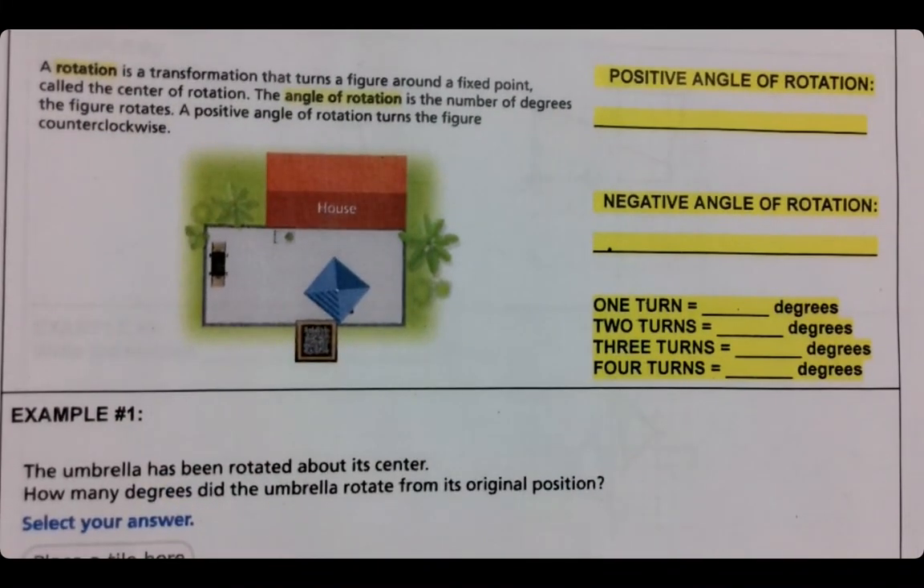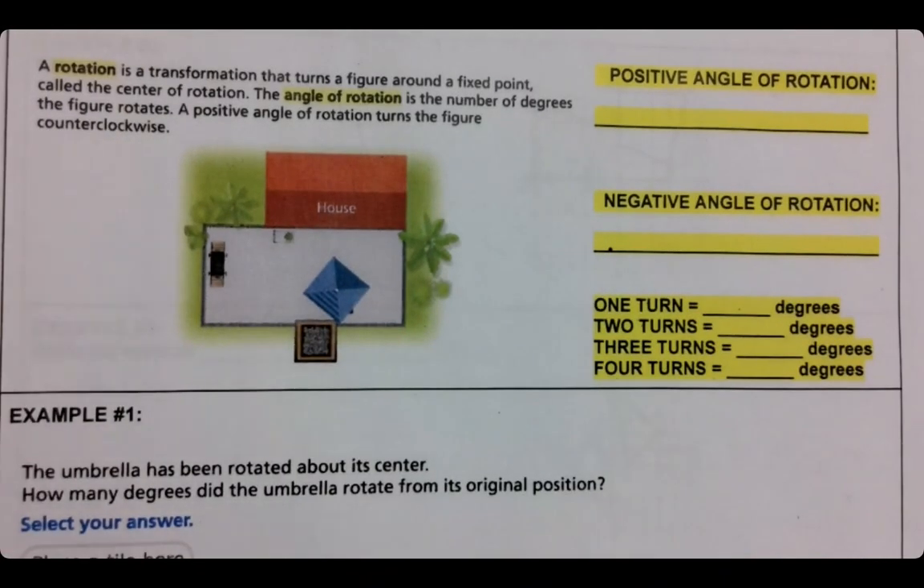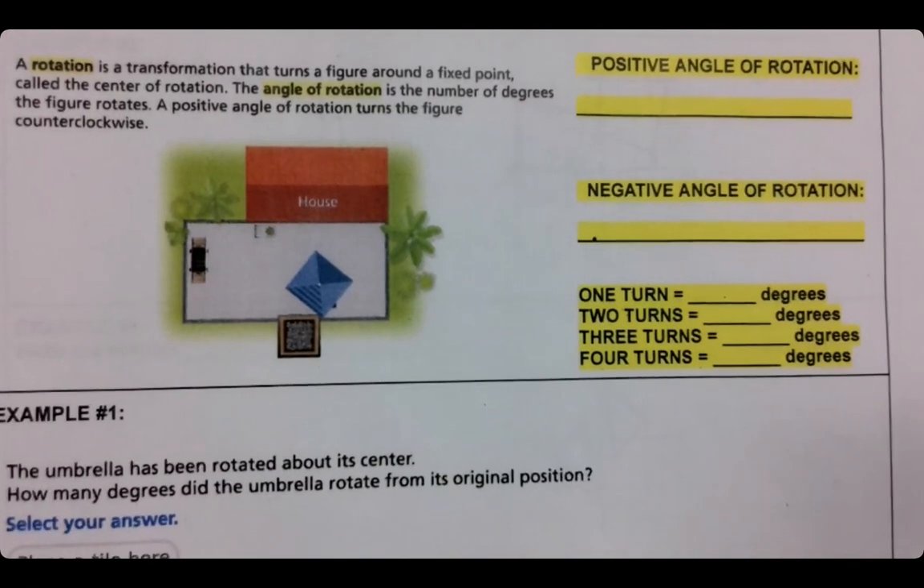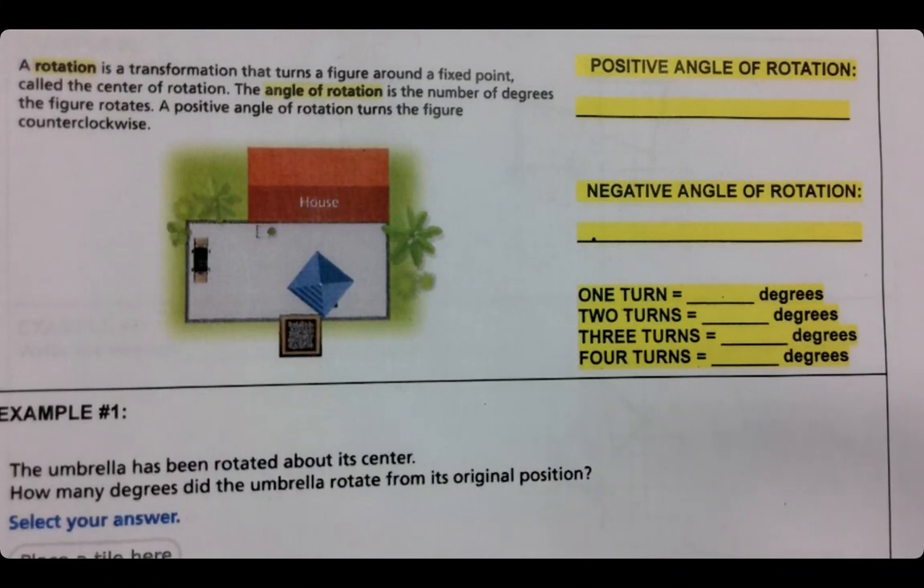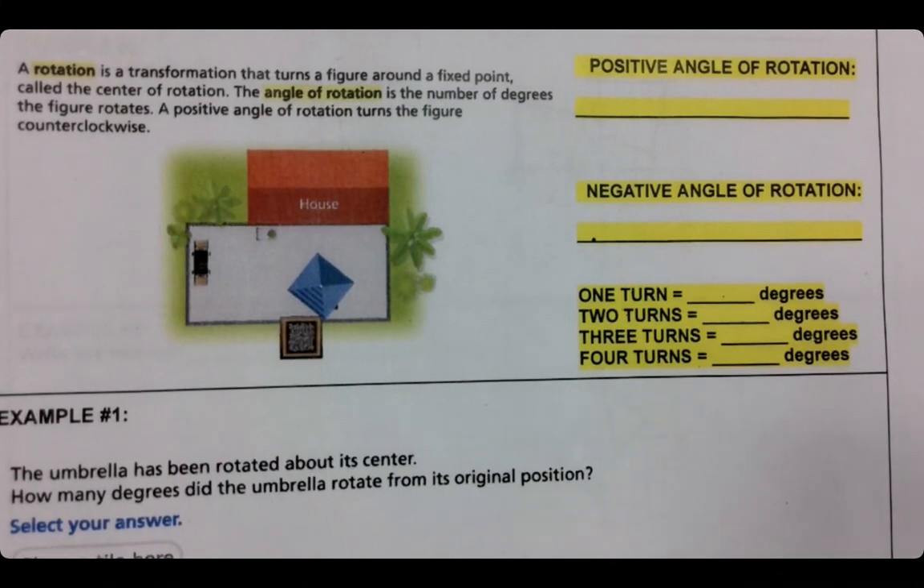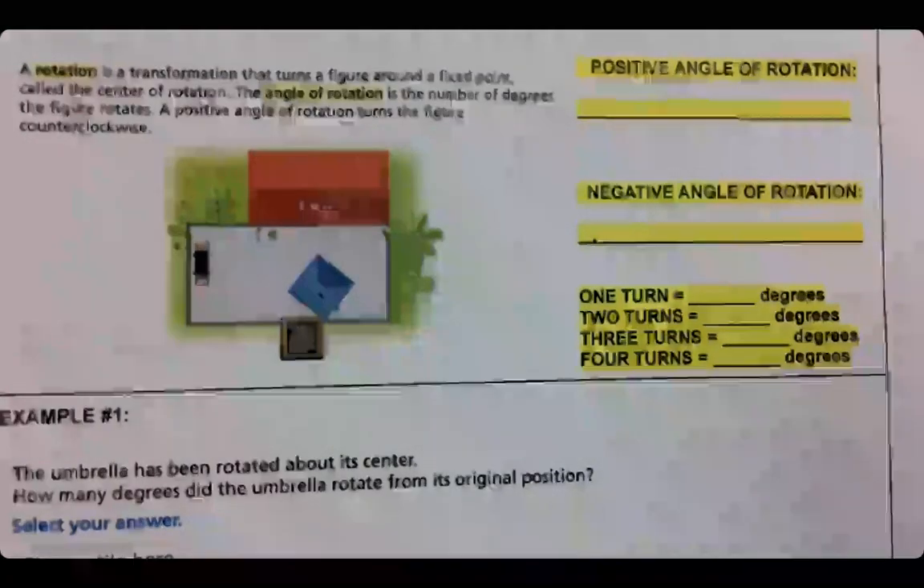So a big piece here is going to be that we're doing rotations. So a rotation is a transformation that turns a figure on a fixed point called the center of rotation. So the angle of rotation is the number of degrees in which the figure rotates. A positive angle of rotation turns the figure counterclockwise.